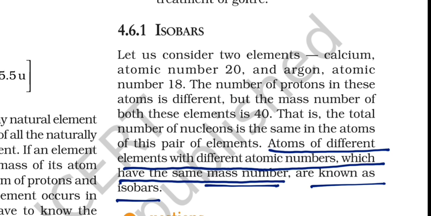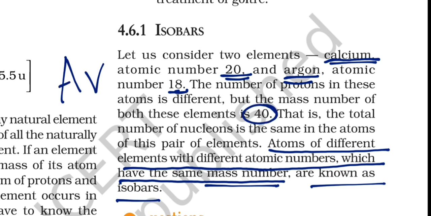Atoms of different elements with different atomic numbers which have the same mass number. Here, the mass number is the same but the atomic number is different. They are known as isobars. If you see the example of calcium, the atomic number is 20, and argon, the atomic number is 18. The protons in these atoms are different, but the mass number of both these elements is 40.